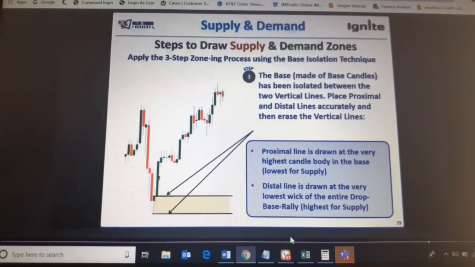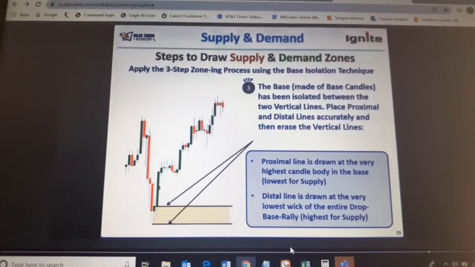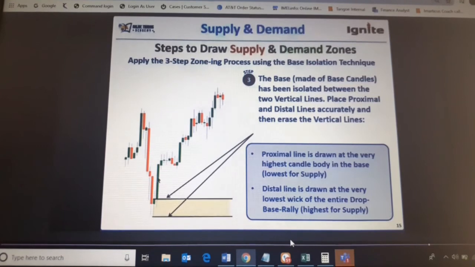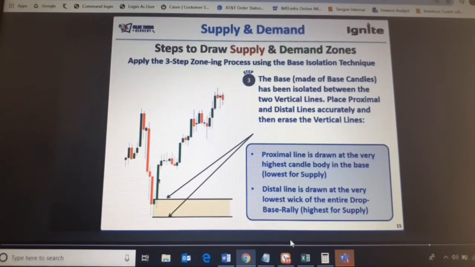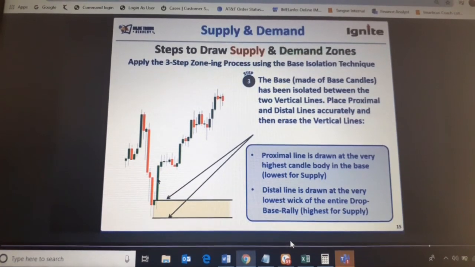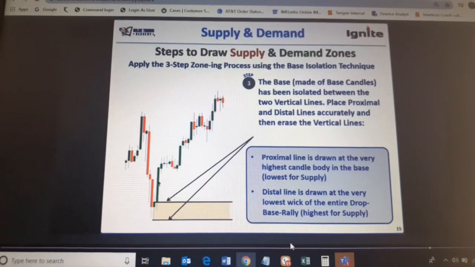Now the proximal line is drawn at the very highest candle body of the base for demand, lowest for supply. The distal line is drawn at the very lowest wick of the entire drop base rally, highest for supply. Now this is just in the starting that you have to draw your vertical lines and horizontal lines.